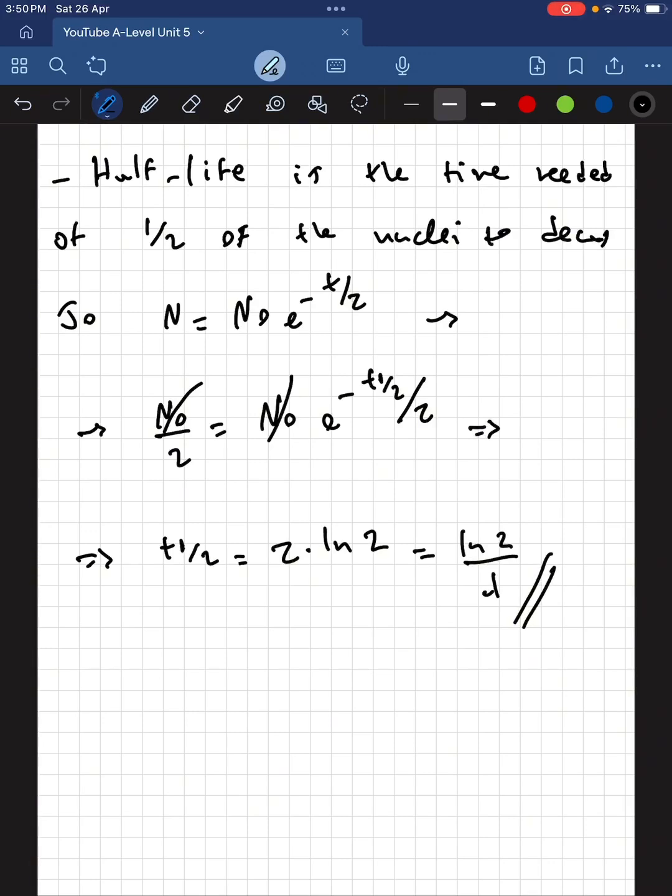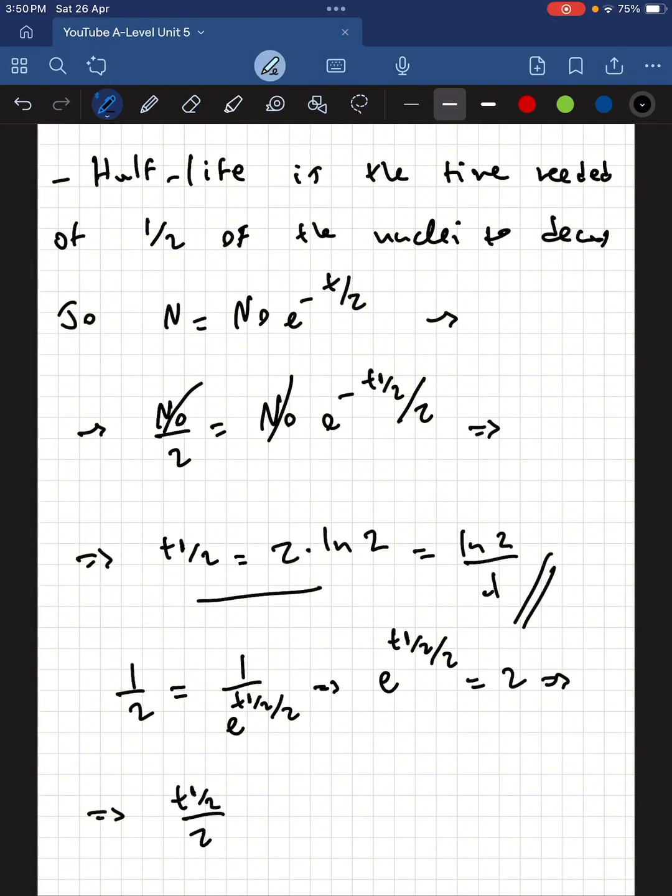I skipped a step here, so the way to find this is to do 1/2 equal to 1 over e to the t 1/2 over tau, then cross multiply: e to the t 1/2 over tau is 2. Then take the ln of both sides to find t 1/2 over tau is ln of 2, so t 1/2 is tau ln of 2.